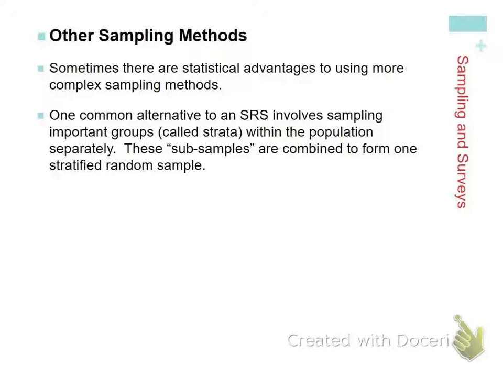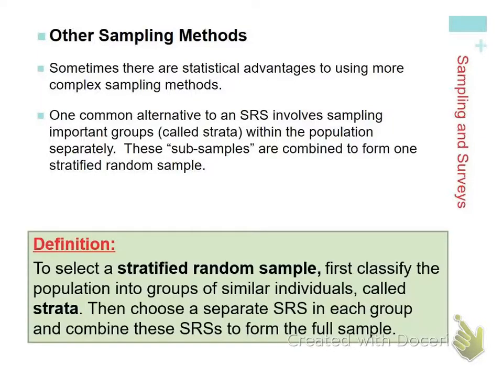So sometimes more complex sampling methods need to be used. One alternative method to a simple random sample is what's called a stratified random sample. A stratified random sample involves us taking the population and breaking them up into groups that share a particular characteristic, right? You go back to the homework question.